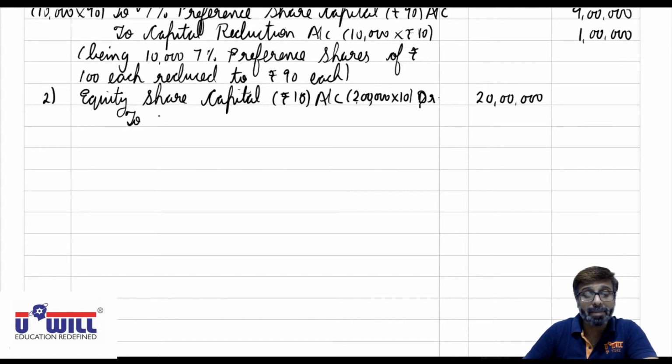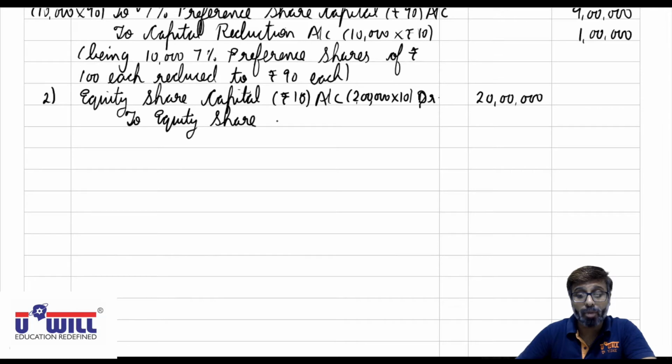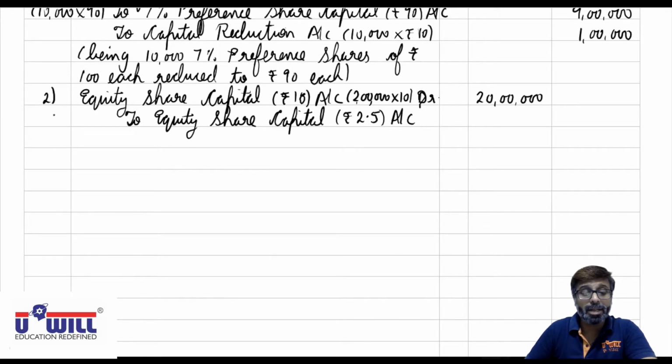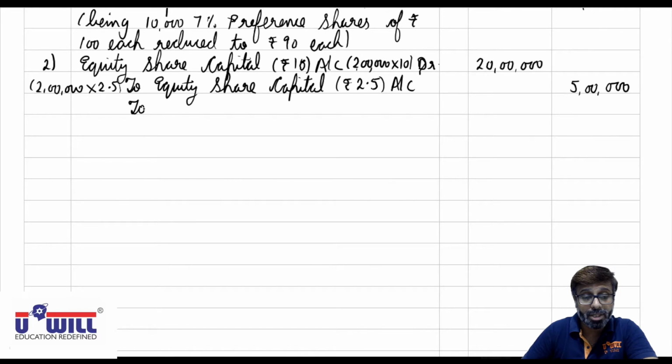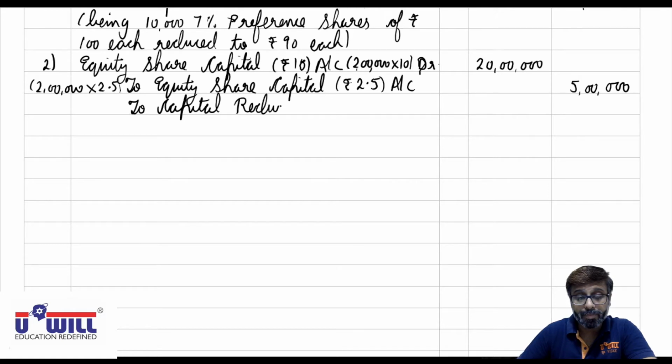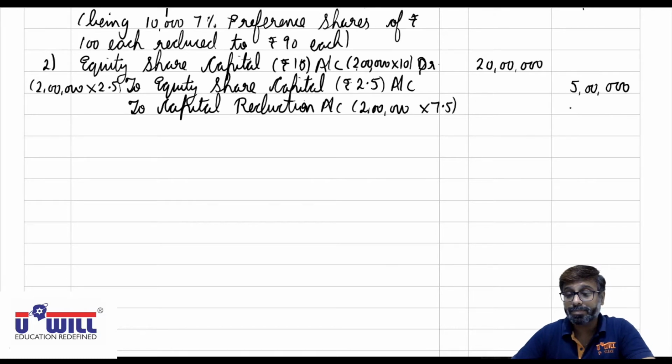To equity share capital with new face value, that is rupees 2.5 account, now same 2 lakh into 2.5, that is 5 lakhs. Okay, and the remaining amount 7.5 that they sacrifice will be transferred to capital reduction. So to capital reduction account, 2 lakhs into 7.5, that is 15 lakhs.